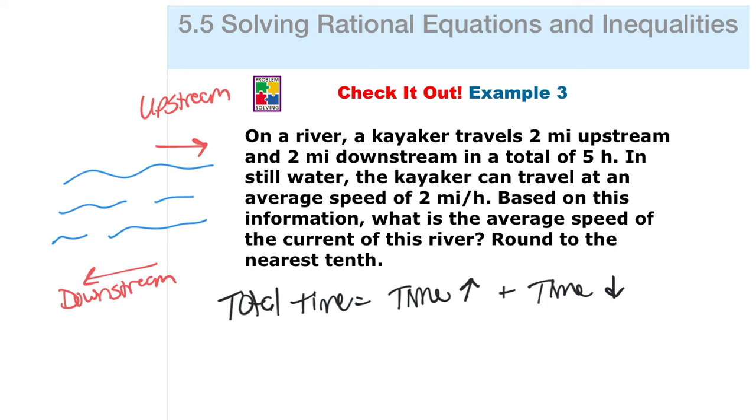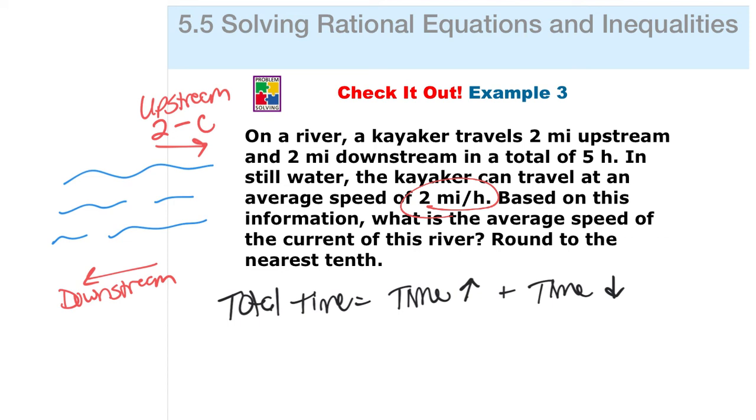In this problem here, we have a lot of information with the kayaker traveling upstream and downstream in a total of 5 hours. So some things to do to organize our information. First, the total time she travels is going to be the time she goes upstream plus the time she goes downstream. And when she's traveling upstream, her speed is going to be her normal speed, that 2 miles per hour, but she's fighting against the current of the river. So it's going to be minus whatever the current of the river is, and that's what we're trying to find.